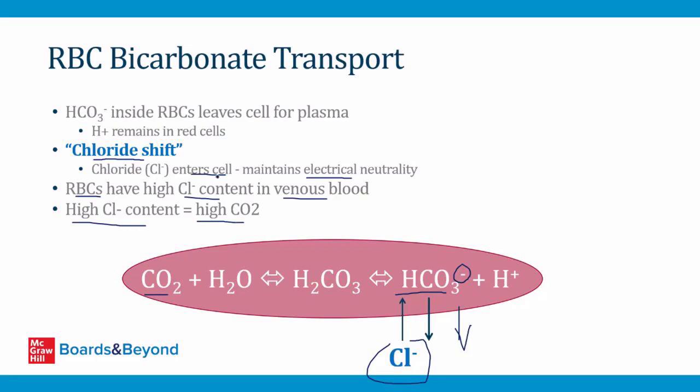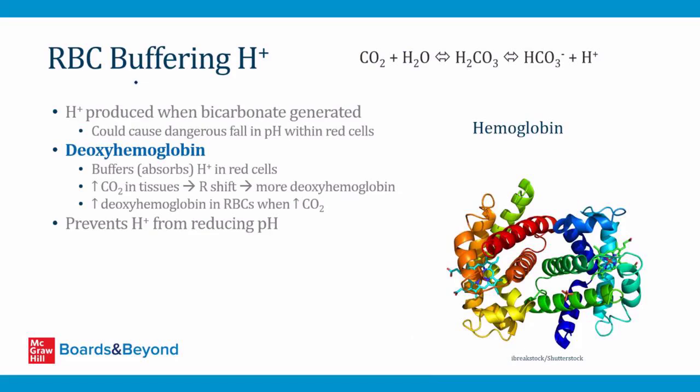Another thing to know about how red cells handle carbon dioxide and bicarbonate is that when red cells produce bicarbonate, they also produce protons, meaning acid. And so this could cause a dangerous fall in the pH inside of red cells unless it's buffered. And the way it's buffered is that hemoglobin can bind protons. Deoxyhemoglobin buffers or absorbs lots of the protons inside red cells.